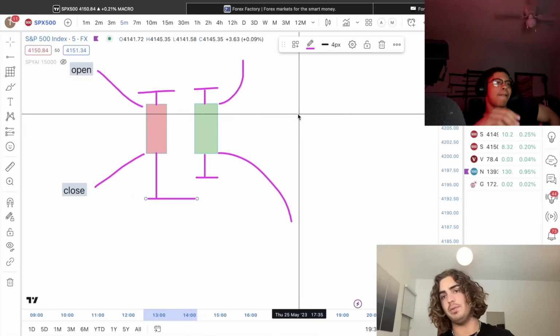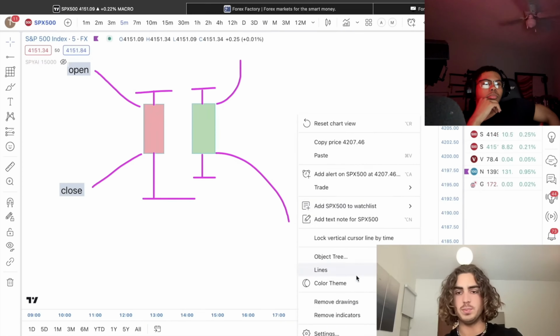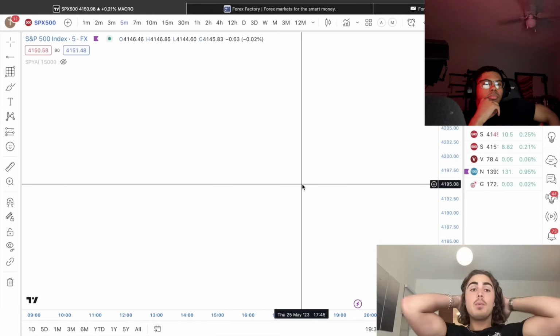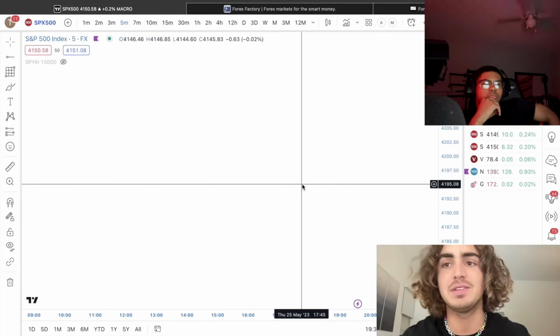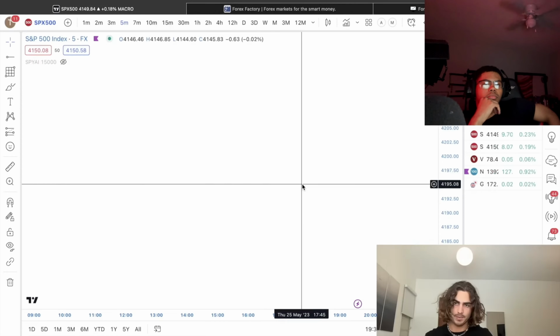Perfect. Candlesticks simplified by TJR. Now we can get rid of this. Okay. Now we are going to talk about candlestick patterns. And I know what you're going to say. You're probably going to say, whoa, TJR. Whoa.